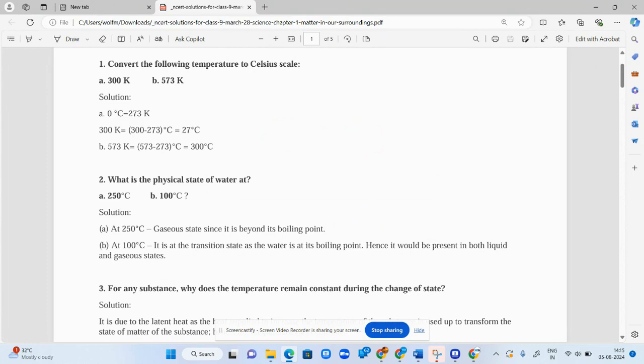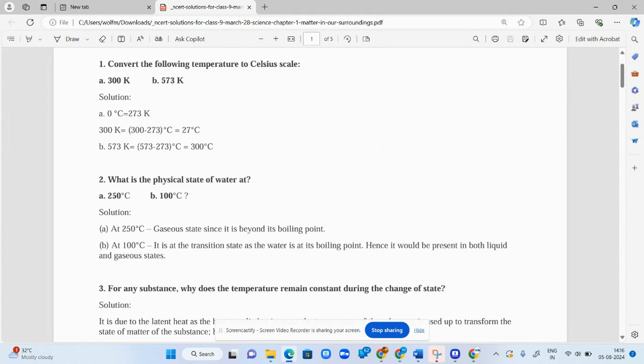Today, we are going to discuss some of the questions of Chapter 1, Matter in Our Surroundings. So, we are going to discuss some of the questions from the book back. Okay, students? So, let's dive into today's concept.